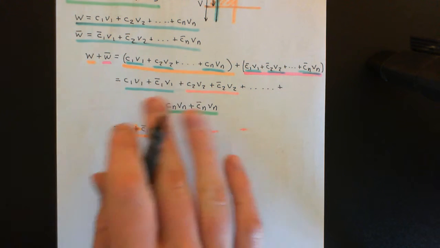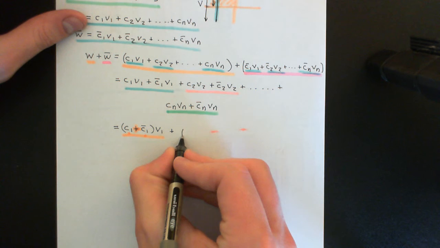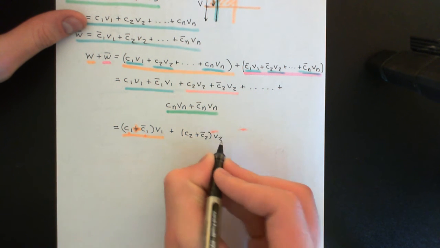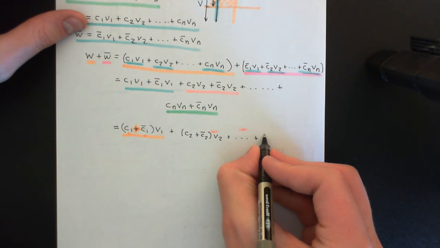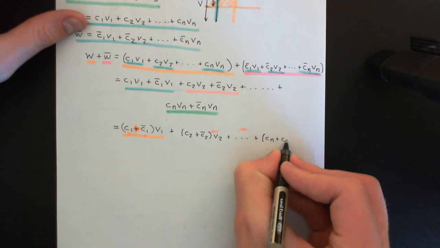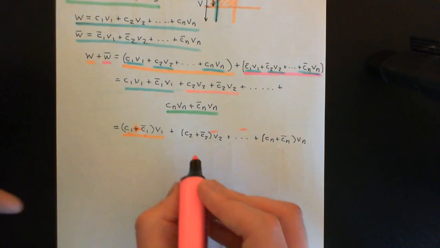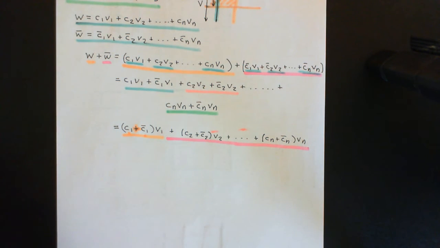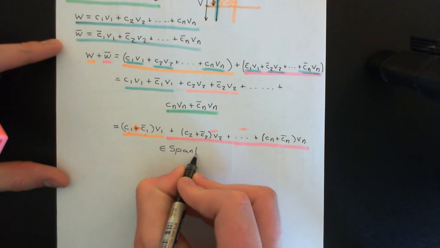Okay, right, so now I'm going to do that for all of these, so I'll continue on. So for this one I'll get C2 plus C2 bar times V2, and then we'll go on all the way to this final one here, where we'll get Cn plus Cn bar times Vn. Right, now why is that excellent, and why am I done here? Well, because what I now have shown is that this is a linear combination. This has to be an element of the span of the set of vectors S.